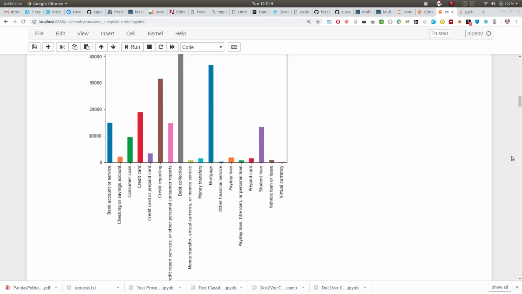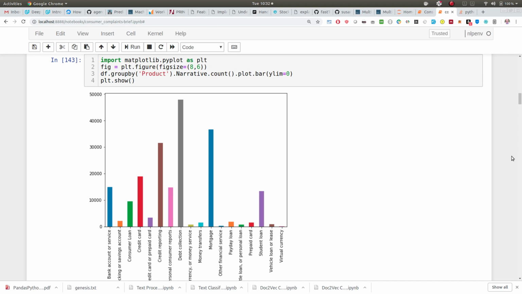From this plot, we can get a feel for the number of complaints in each product category. We can see that the number of complaints per product isn't balanced. Consumers' complaints are more biased towards debt collection, credit reporting, and mortgage.